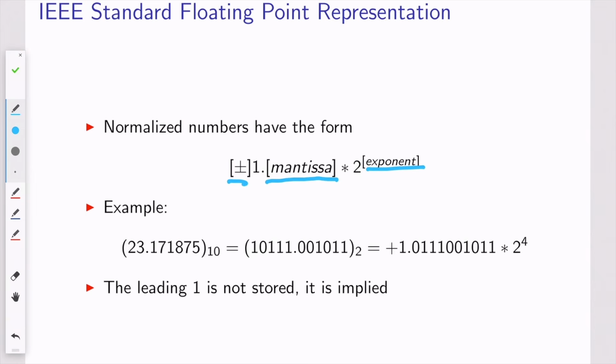Okay, so here's a quick example of how we think about this. Take the base 10 number 23.171875. If you were to convert that to a base 2 number, it would be written 10111.001011. Okay? And so in normalized form, that would be a plus, because it's a positive number, and then a 1 dot, and then all of these numbers here, that's the mantissa. And then this number here, the 4 and the 2 to the 4th, that's the exponent, okay?